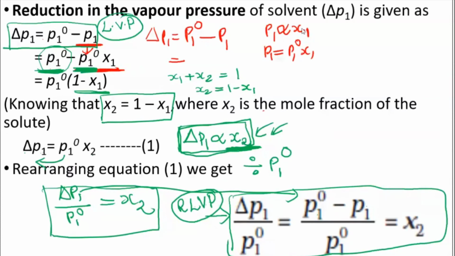Yes, I'll explain. See, this last step, what I said. First step is clear. We have just written the reduction in the vapor pressure which has happened. Delta P1, which is P1 naught minus P1. Then you get this equation: delta P1 is equal to P1 naught into X2, which says that the lowering of the vapor pressure has totally happened because of the amount of solute which you have added. So it totally depends on the mole fraction of the solute.